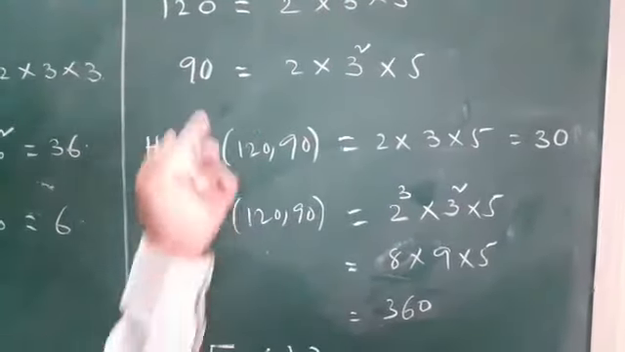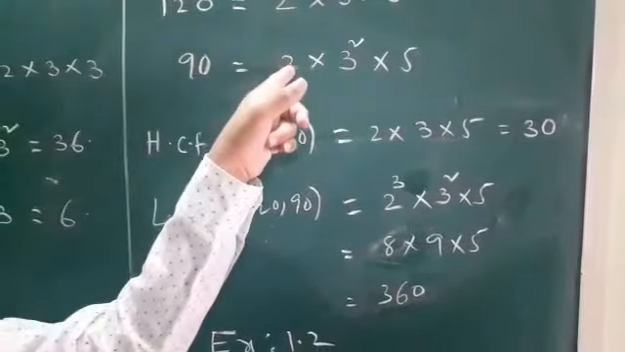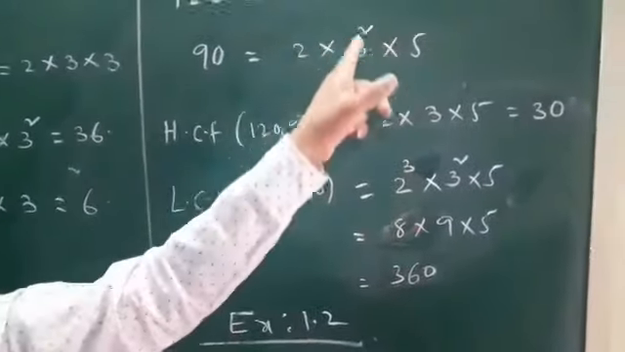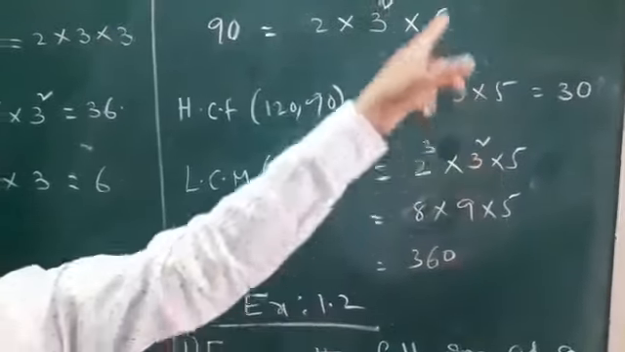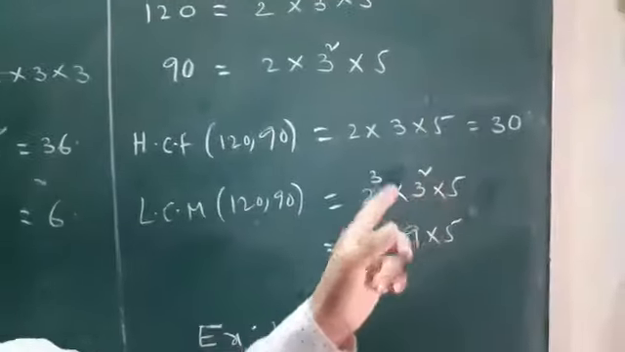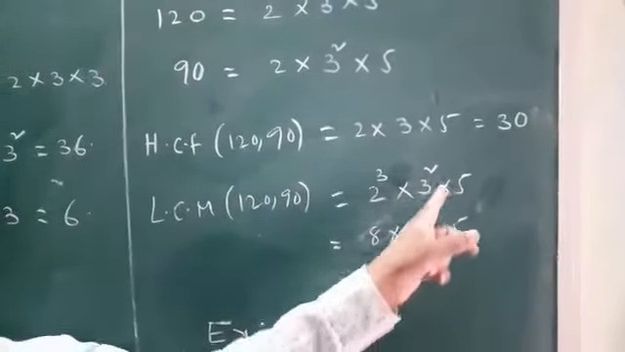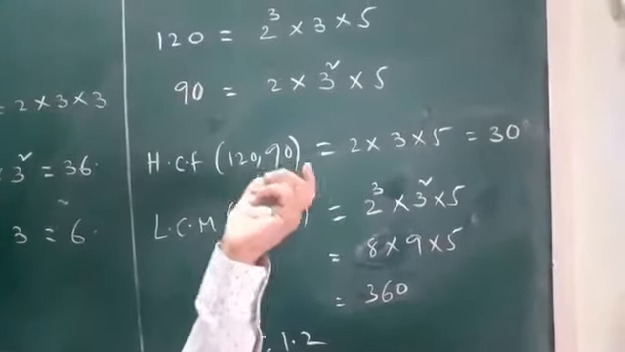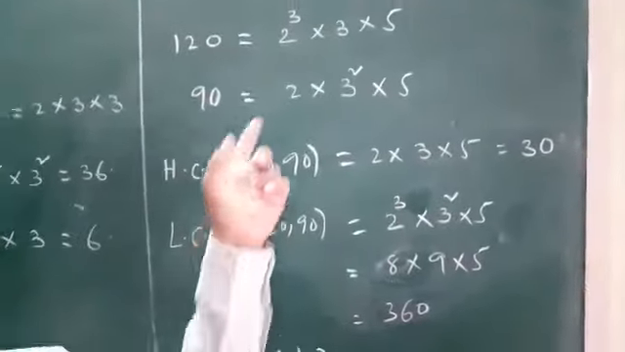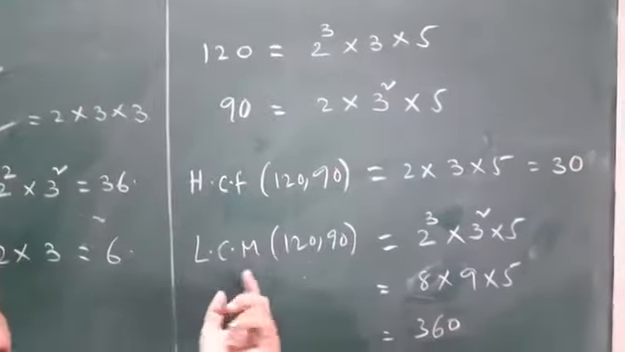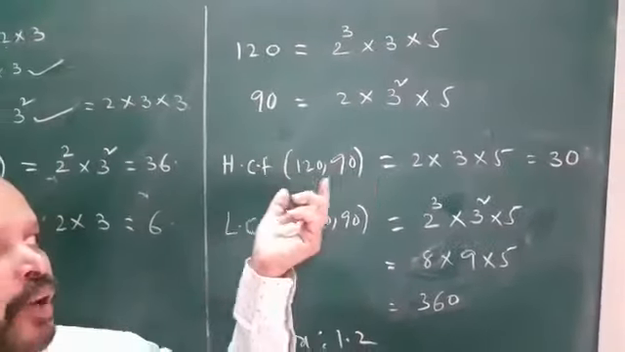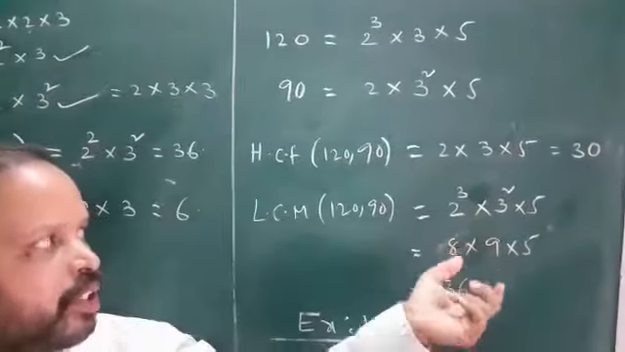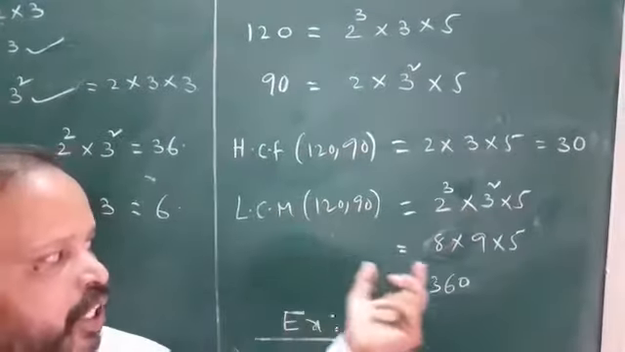LCM means you have to take the highest power. In 2 cube and 2, what is the highest power? 2 cube. Next 3 square, the highest power is 3 square. Then 5. So 2 cube means 8, 3 square is 9, and 5. Totally the LCM is equal to 360. So keep this in your mind: HCF means least powers and LCM means highest powers. So HCF is equal to 30 and LCM is equal to 360.